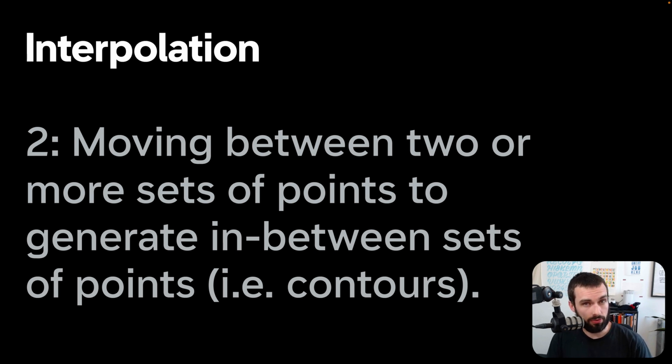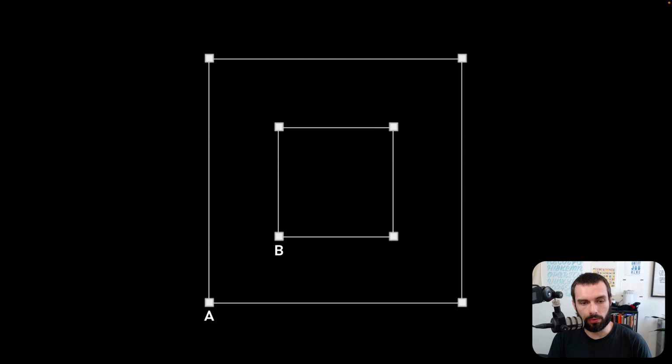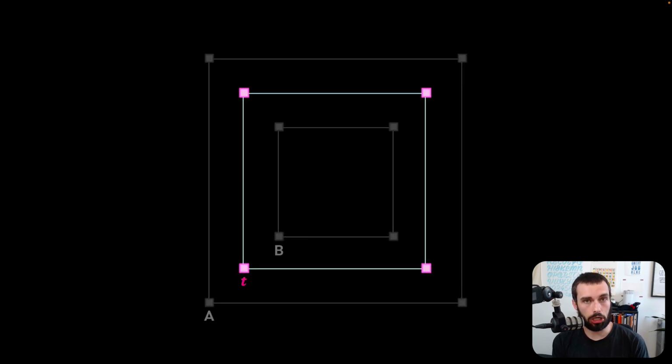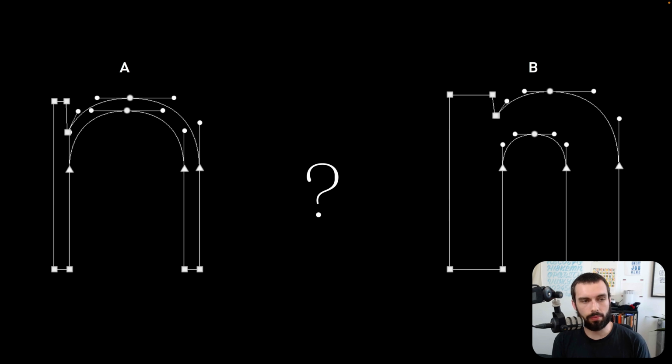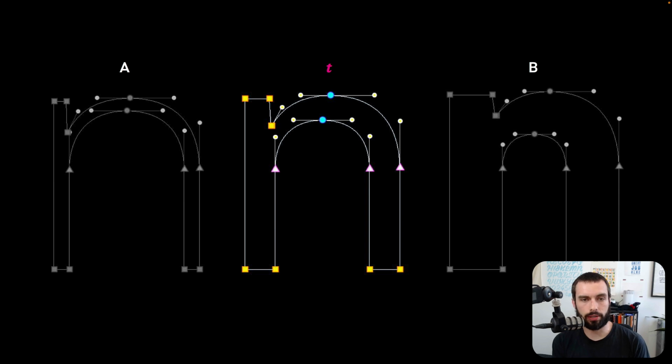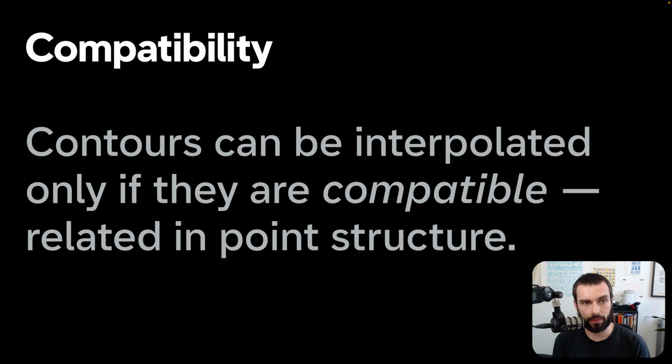Interpolation in the world of fonts is more about moving between sets of coordinate points, like contours, to generate in-between contours. An easy example is you have two rectangles, rectangle A, rectangle B. They each have 4 points. If you go in the middle of each of those 4 points, you can get a new contour. You might call it contour T. And you can do the same thing with a light N and a bold N. The middle contour would look something like this. Maybe that's your regular or your medium style in a font family.